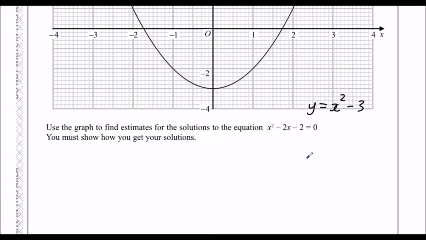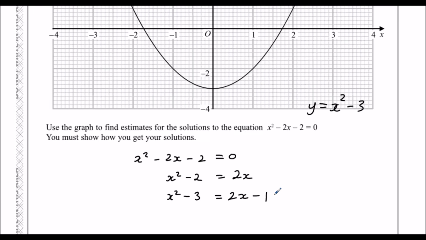So what we can do is make this x squared minus 3 equal something. So we've got x squared minus 2x minus 2 equals 0. So let's plus 2x to both sides. X squared minus 2 equals 2x. And then take 1 away from both sides. So x squared minus 3 is equal to 2x minus 1.